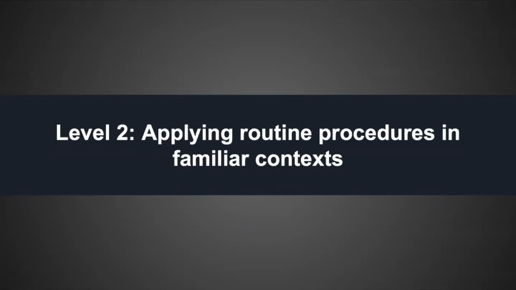Level 1 is going to be knowing, and paper 1 of your exam is going to be 60% at level 1. So level 1 is the easiest questions. It's just knowing. And then level 2 is applying routine procedures in familiar contexts, and 35% of paper 1 is going to be applying routine procedures in familiar contexts, and 25% of paper 2 is going to be applying routine procedures in familiar contexts.